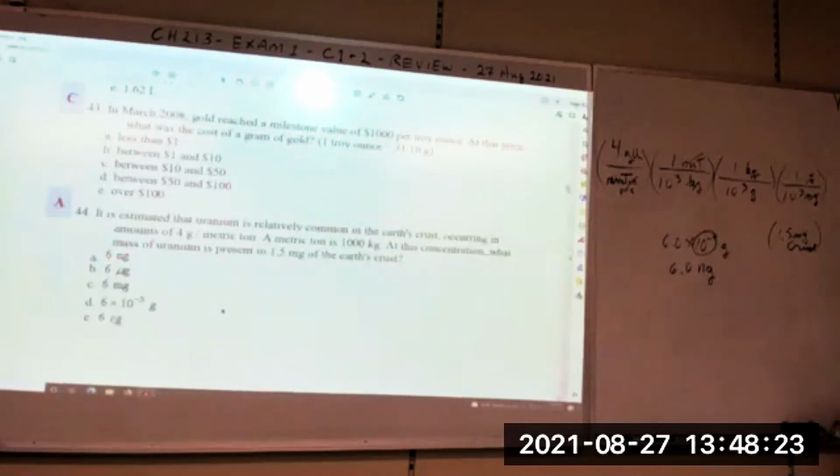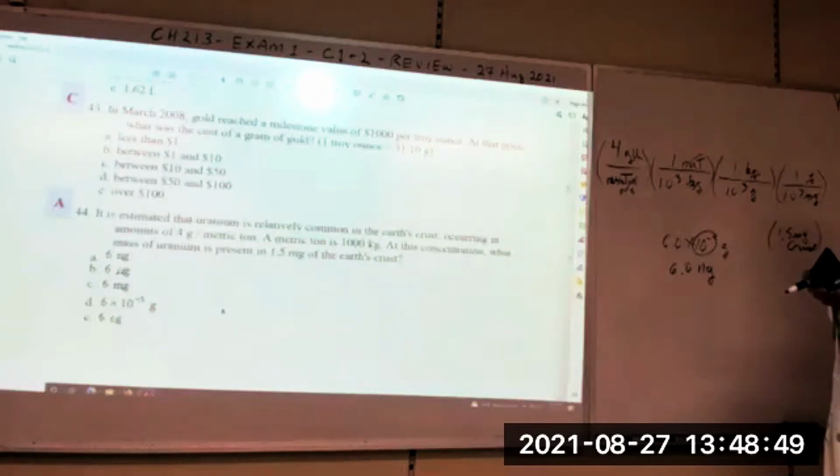If it were micrograms, it would be 6,000. No, it would be 0.006 micrograms, or 6 times 10 to the minus 3rd micrograms. So this is the only one that fits right here. What is this one? CG. Centigrams, 100th of a gram. We don't use that one too often.